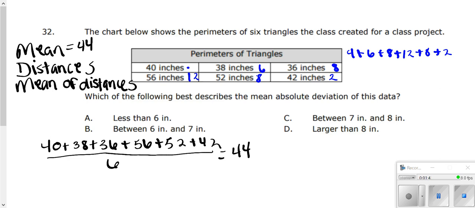And now we'll find the mean of the distances by adding all of these up and dividing by how many of those there are. Okay, and when I do that, I get approximately 6.6 repeating. So my answer would be C, between 7 inches and 8 inches.